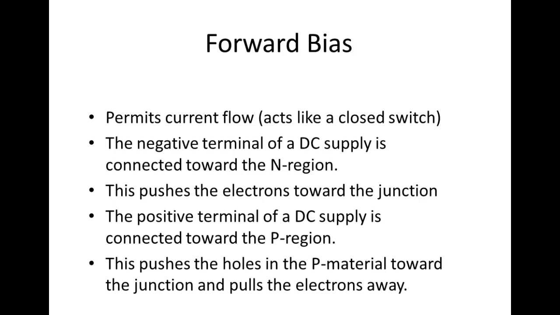Negative terminal of the DC is connected toward the N material. This pushes the electrons toward the junction. The positive terminal of the DC supply is connected toward the P region. This pushes the holes in the P material toward the junction and pulls the electrons away. So we have current flow inside the junction. In the P material it is hole flow, and in the N material it is electron flow.